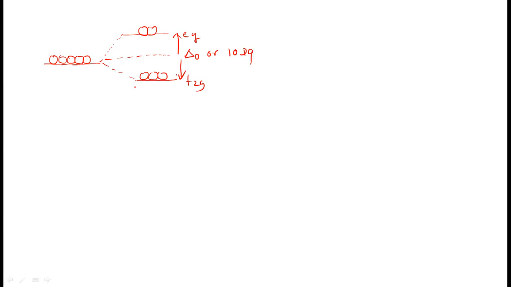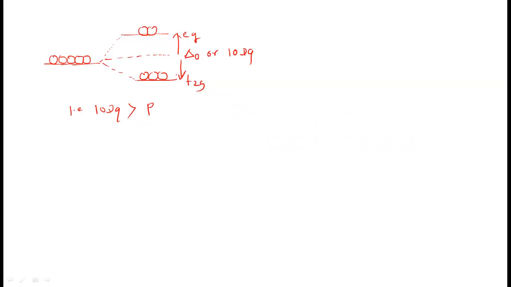Now what does the third rule say? According to the third rule, if the energy required to place the electron in the Eg orbital is greater than the pairing energy, that is, if 10 Dq is greater than the pairing energy, then the electrons are paired up into the lower T2g orbital.